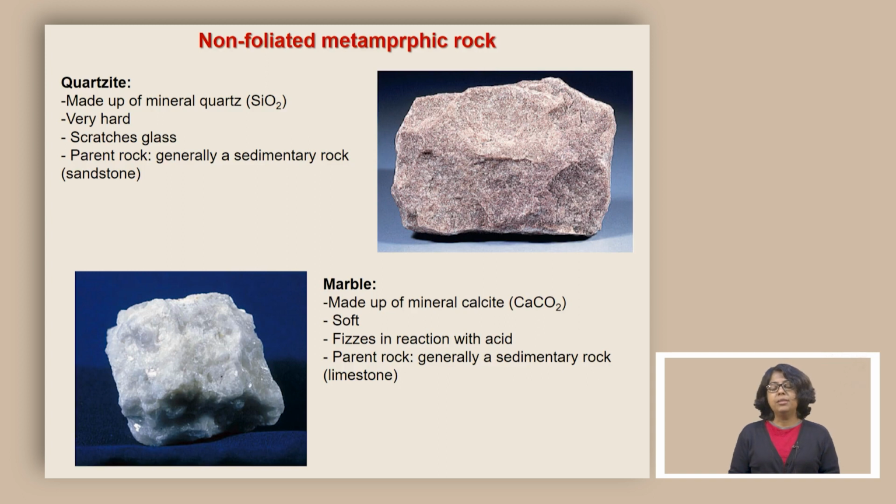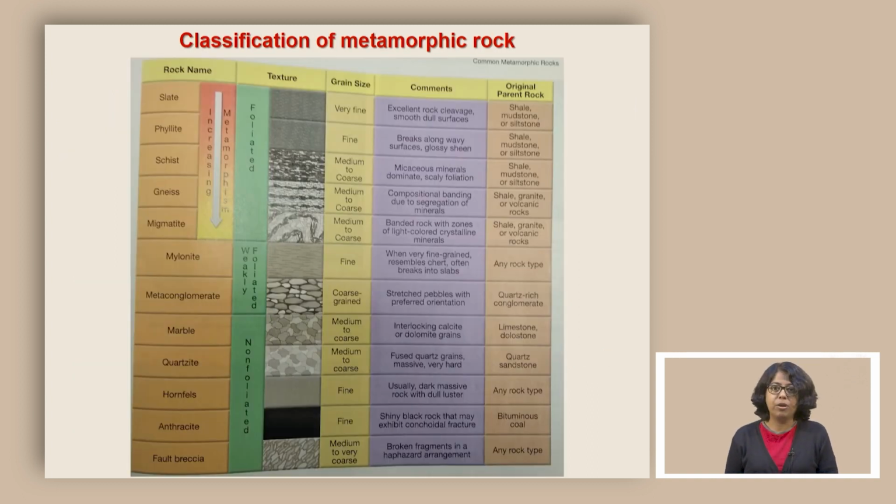Here we are going to present an overall classification scheme of metamorphic rocks, which comprises different kinds of metamorphic rocks and their parent material. One of the most common parent materials are the shales, mudstone and siltstone. These are all sedimentary rocks. They can be very fine grained, they can be coarse grained, and depending on what kind of metamorphism they are going through, they can create all types of rocks, which include slate, phyllite, schist, gneiss and migmatite.